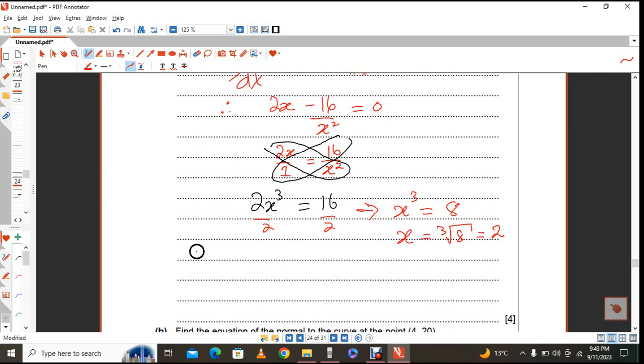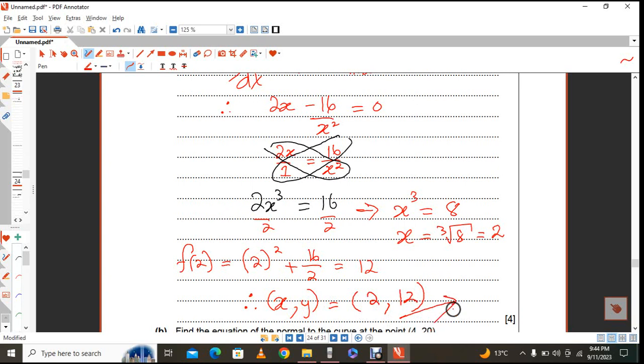So I have the x value. Now what you do is you take that x value and put it back into the original equation, which was x squared plus 16 upon x. Just put it back into the original equation. Once you do so, this is 4 plus 8, you're going to get 12. So therefore, our coordinates for x and y would be nothing but (2, 12). Okay.